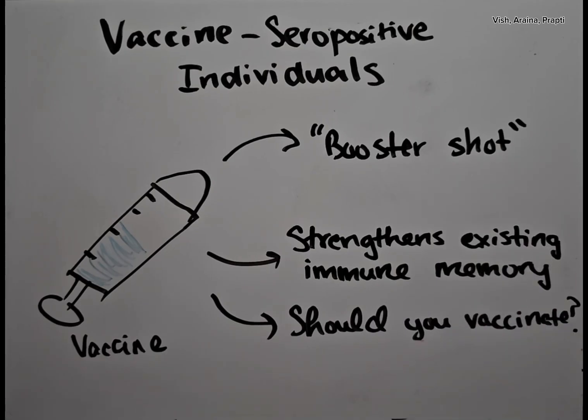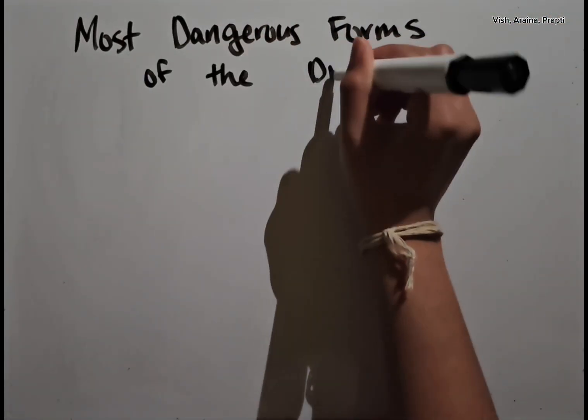But on the other hand, for individuals who have already had dengue, the vaccine kind of acts like a booster shot, so it reinforces and expands their existing immune memory across all four serotypes without the risk of ADE.